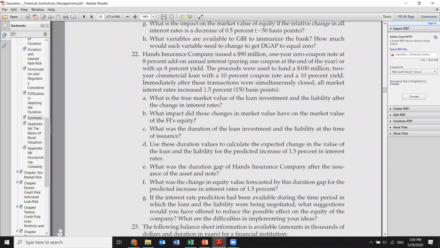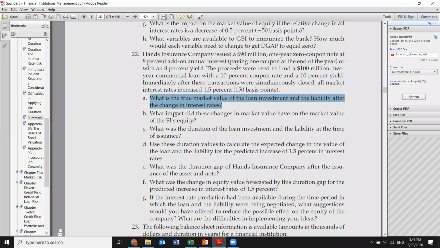Here, some information is given about the asset and liability side of a certain company. You're asked to calculate the true market value of the loan investment and the liability after a change in the interest rate. So if there is a change in interest rate, by how much will it change in the real market, not using the duration method to calculate it. And part B asks you to calculate the impact that these changes in market value have on the market value of the FI's equity.